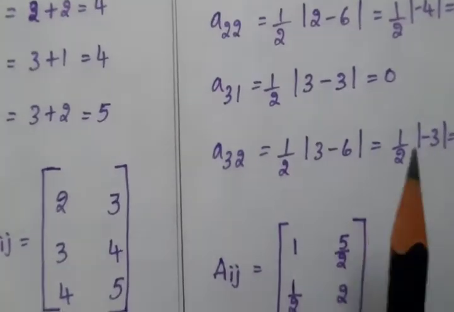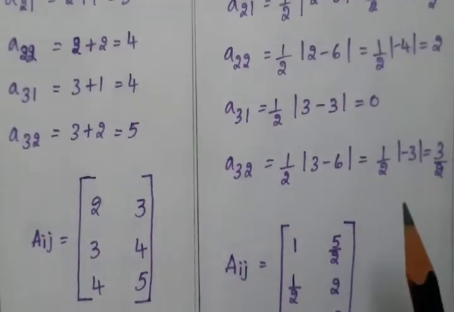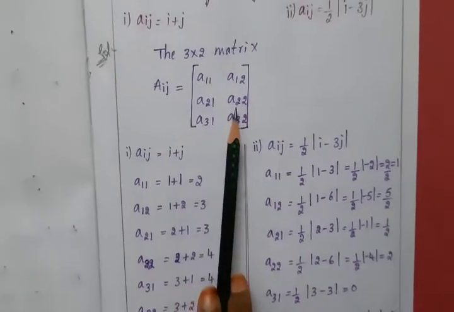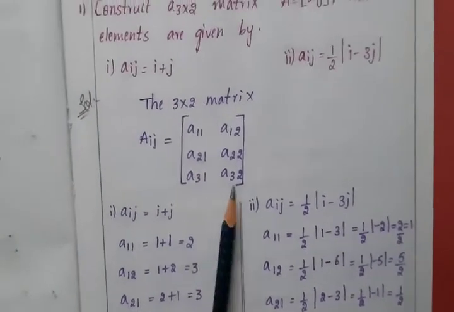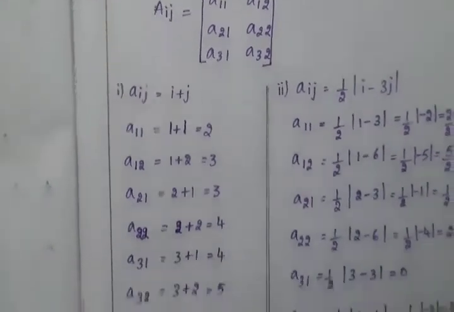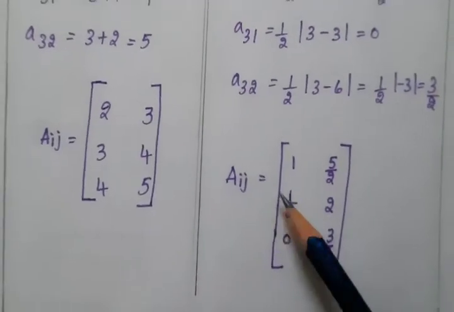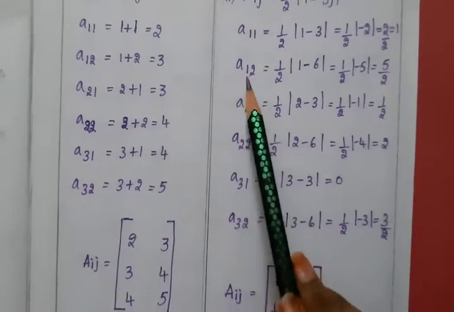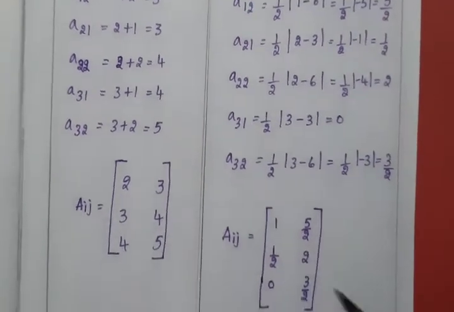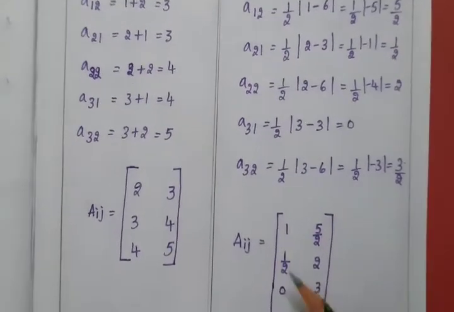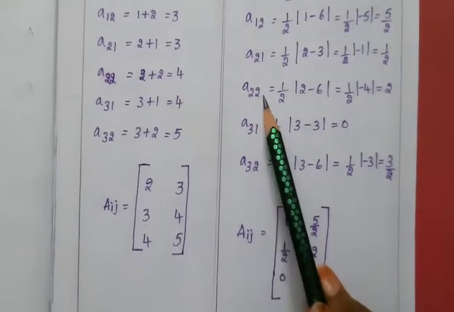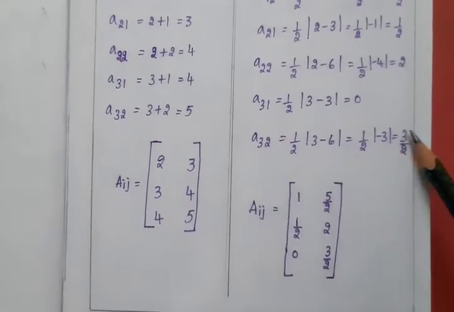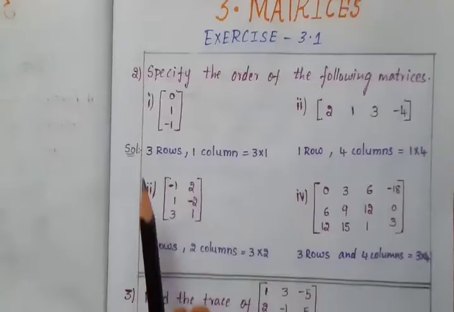Now substitute these all answers in place of A11, A12, A21, A22, A31, A32. Then answer will be like this. Aij equal to A11 answer is 1. A12 answer is 5 by 2. A21 answer is 1 by 2. A22 answer is 2. A31 answer is 0. A32 answer is 3 by 2. Second question.